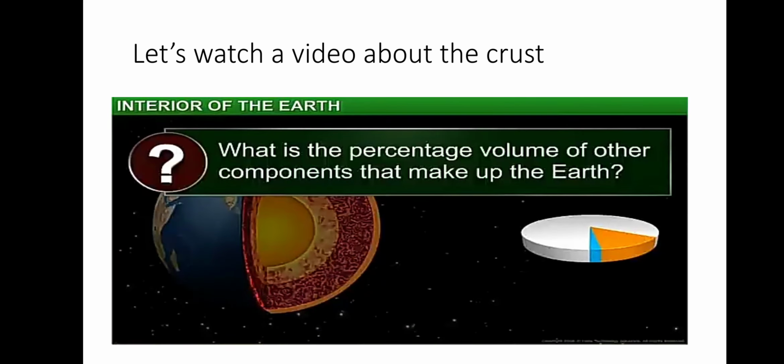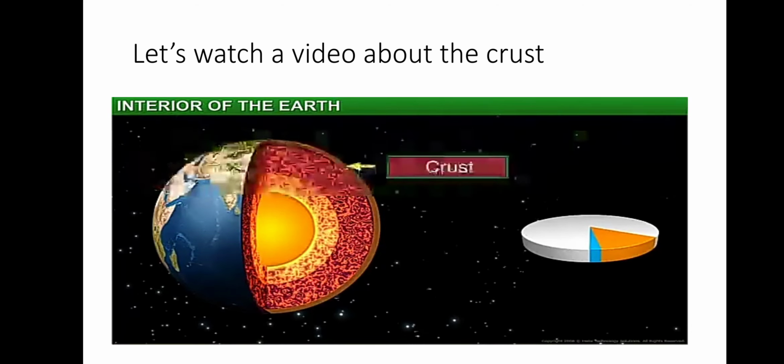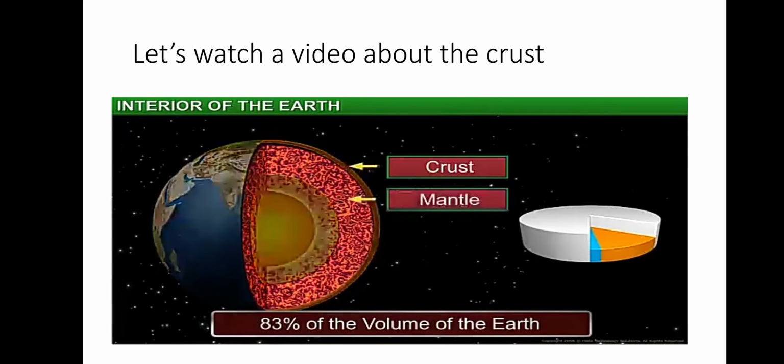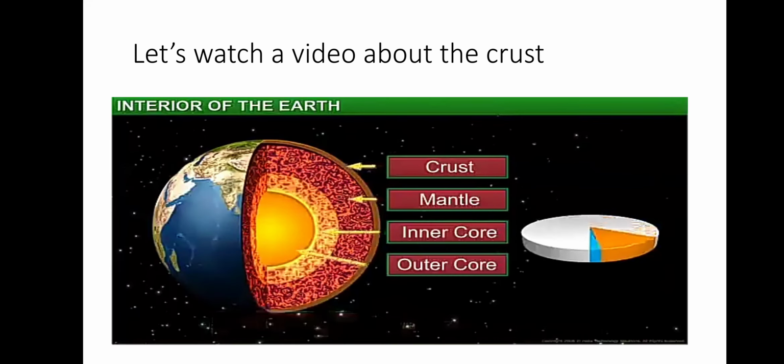So what about the other components that make up the Earth? Well, 83% of the Earth is made up of the mantle, and the remaining 16% consists of the inner and the outer cores. You watched a video about the Earth's crust.